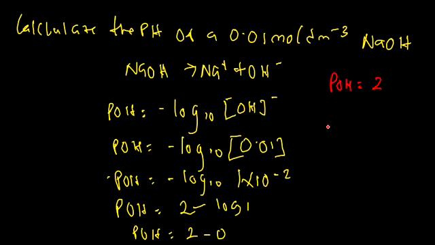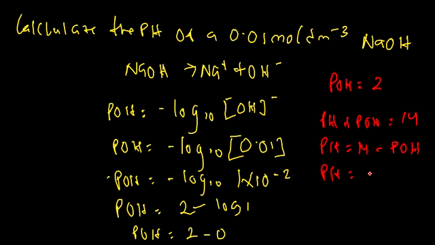Remember, pH plus pOH will be equals to 14. That means pH will be equals to 14 minus pOH. pH will be equals to 14 minus 2. pH will be equals to what? 12.